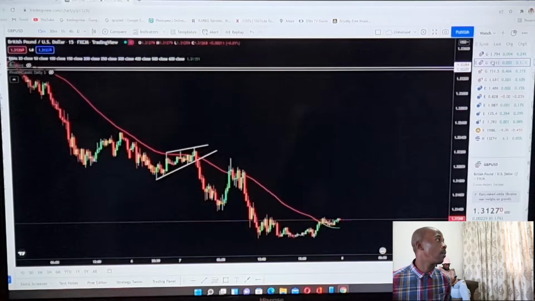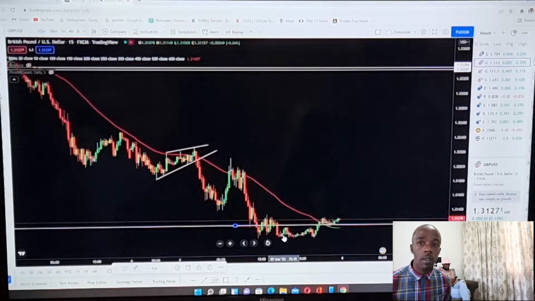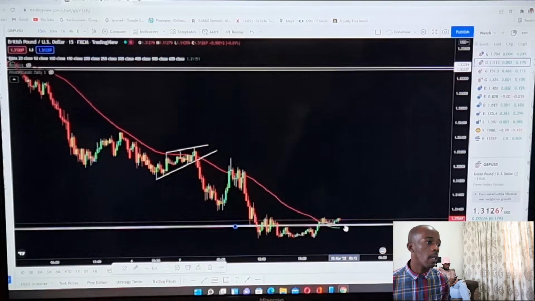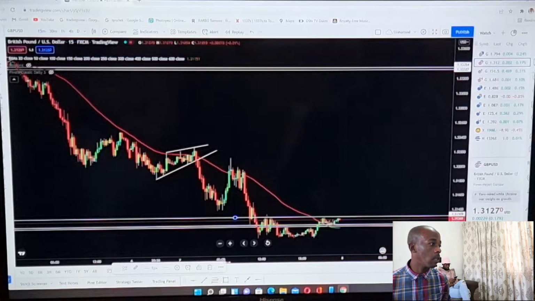Let's see, GBP/USD. Also guys, I don't trade news. I just analyze the market. I'll put this horizontal line. When I put a horizontal line, it's where I put my support and resistance. This is the resistance, and let me put my support. My support will be here.